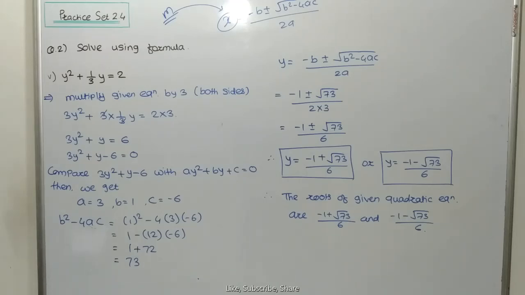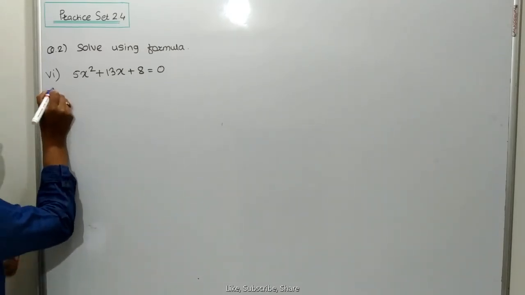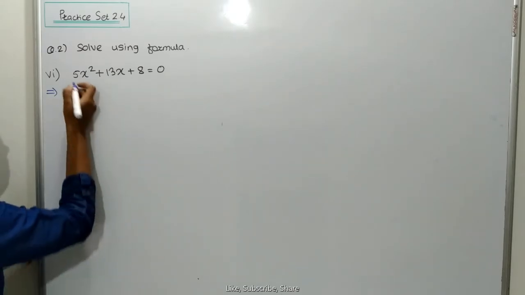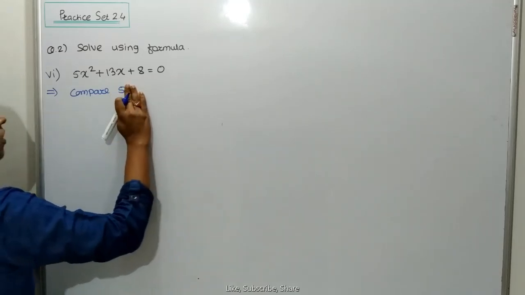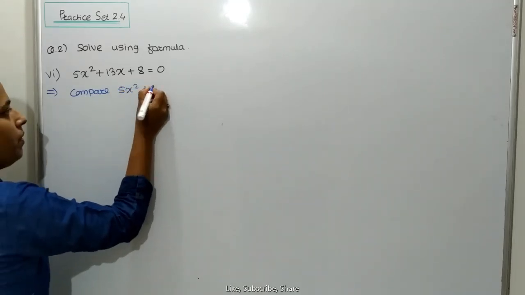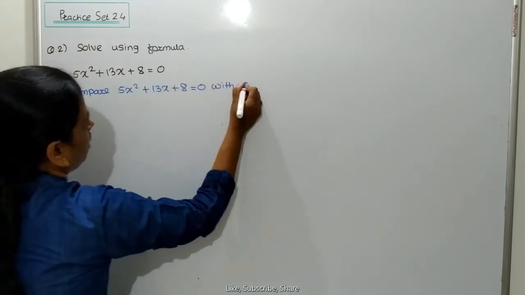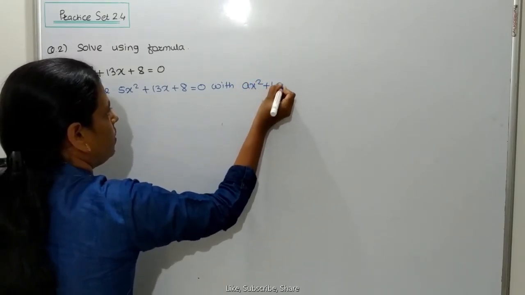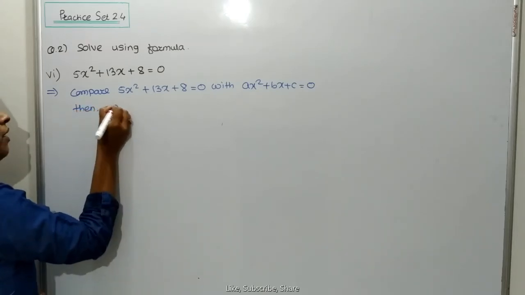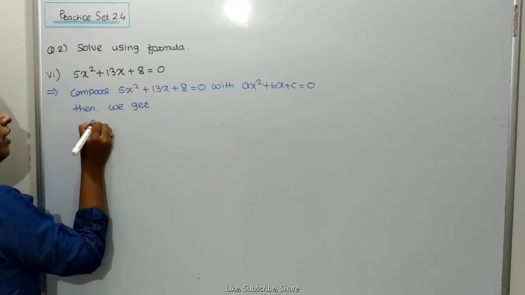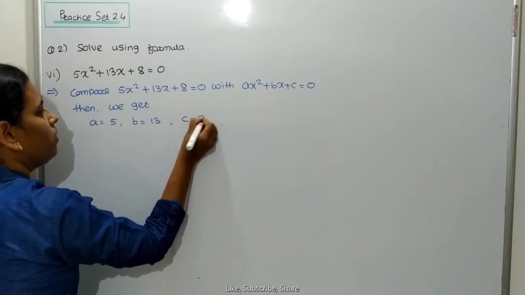If you want to write this, take a screenshot of it. Next question, that is question number 6. 5x square plus 13x plus 8 is equal to 0. So compare 5x square plus 13x plus 8 is equal to 0 with ax square plus bx plus c is equal to 0. Then we get a is equal to 5, b is equal to 13 and c is equal to 8.